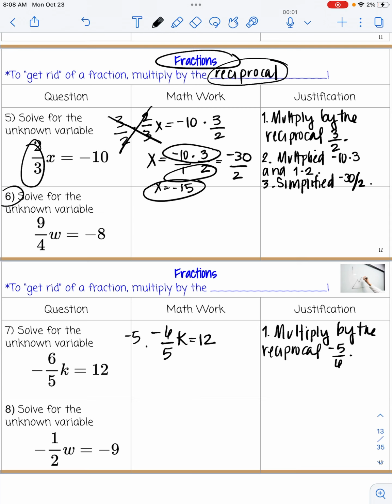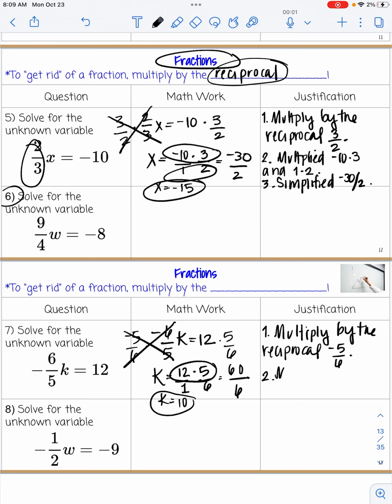So -5/6, -5/6, that's going to cancel. I have k equals 12 times 5/6. Again, I can add a 1 under the 12 and just multiply 12 times 5 and 6 times 1, which is 6. 12 times 5 is 60. And then 60 divided by 6 is 10.